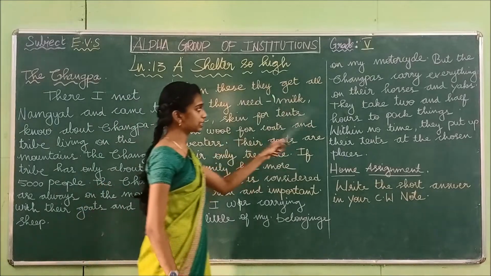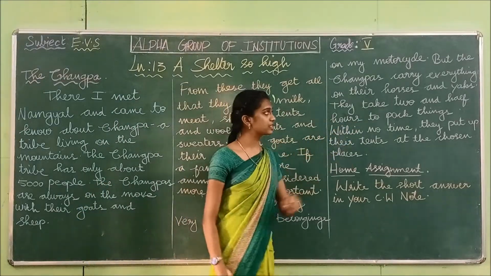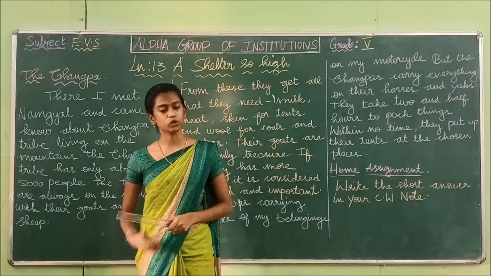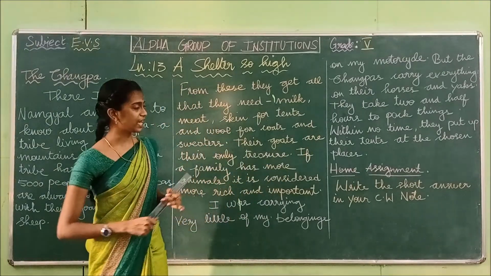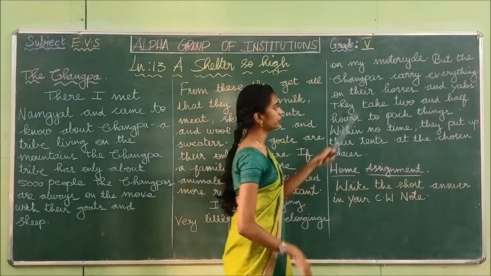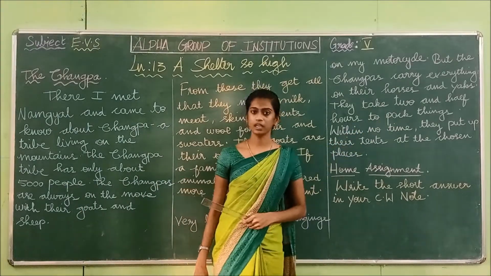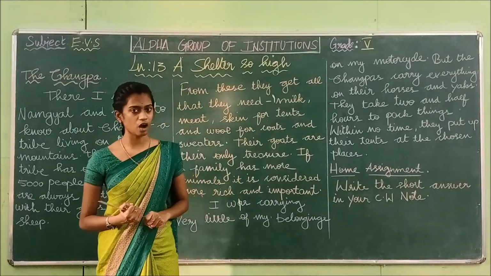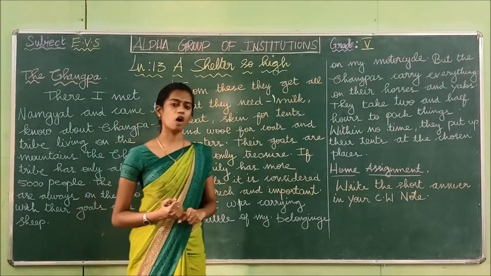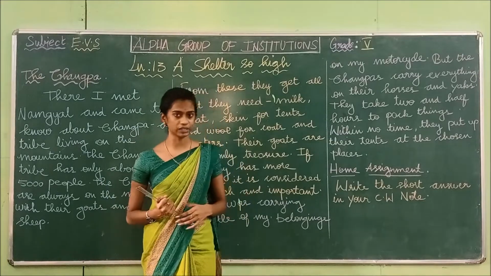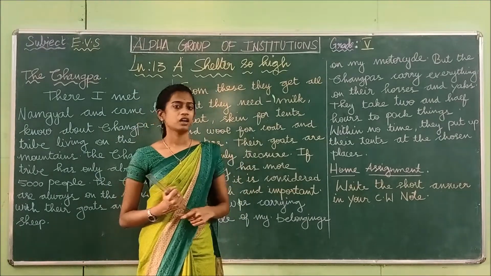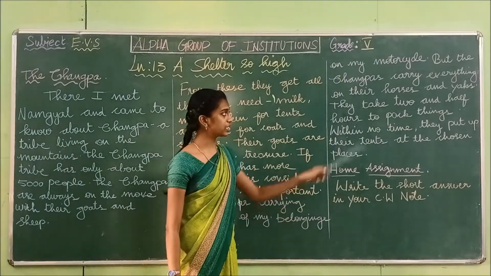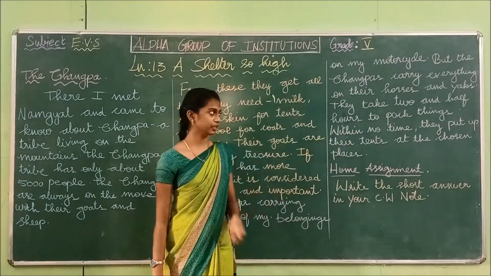But the Champas carry everything on their horses and yaks. So where will these Champas carry the things which they need? Yes, they will carry them on the horses and yaks. Okay, they will have horses and yaks. So what is the meaning of yaks? The oxen. Okay, the wild oxen are said to be yak. So these Champas will carry the things using horses and yaks.